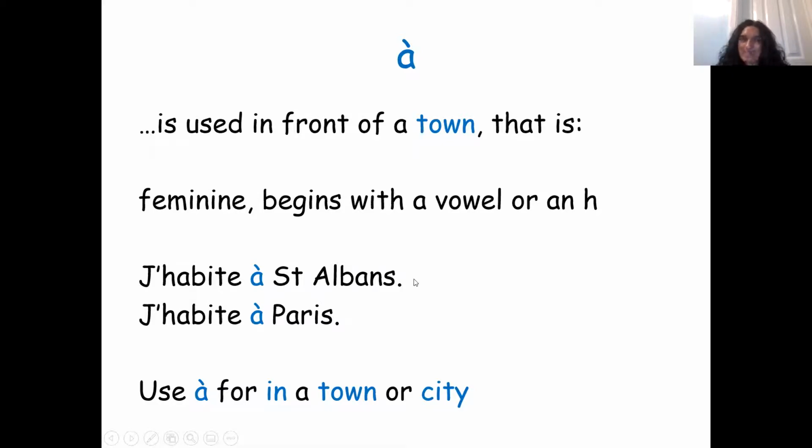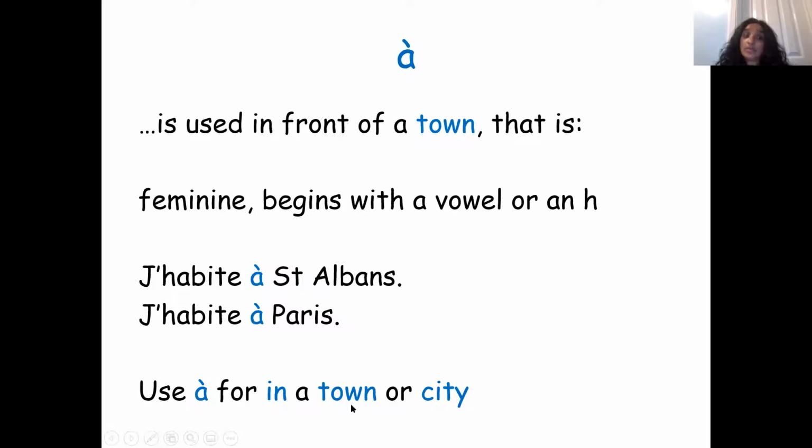So you following me? So à is in when we need to say it in front of a town that is feminine or begins with a vowel or an H. So here, j'habite à St Albans. If I was Parisian, I lived in Paris, I would say j'habite à Paris. Okay, and again, it's very tricky to know which version of in you're using unless you know the gender of your town, or your city, or your country, etc.